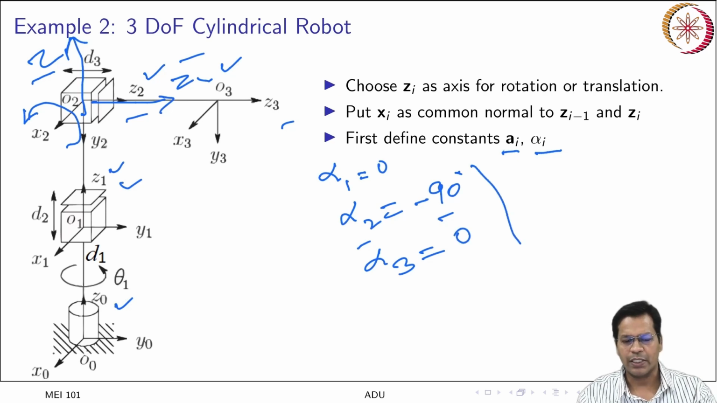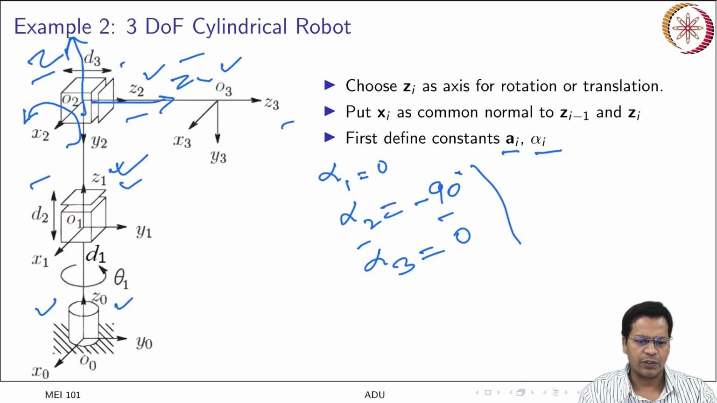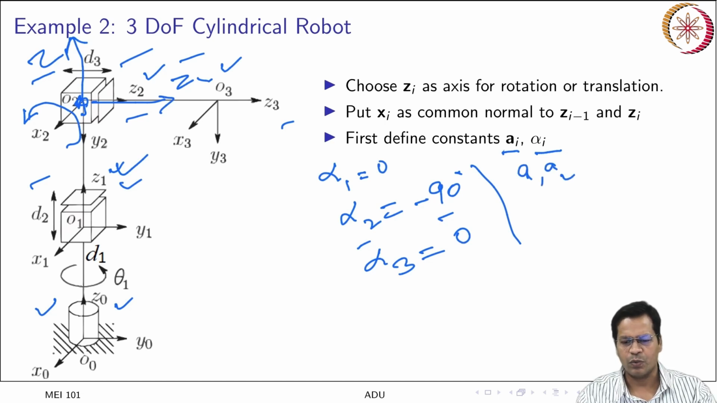Now let us see what the link lengths are. Link lengths are the distance between Z(i minus 1) and Z_i measured along x_i. Let us see if it is there. Z0 and Z1 are aligned, there is no distance between them. Z1 and Z2, again there is no distance between them, they are intersecting at this point. Similarly Z2 and Z3 are along the same line, so A3 is also equal to 0. So A1, A2 and A3 all are equal to 0. Okay, so you have assigned alpha and A.